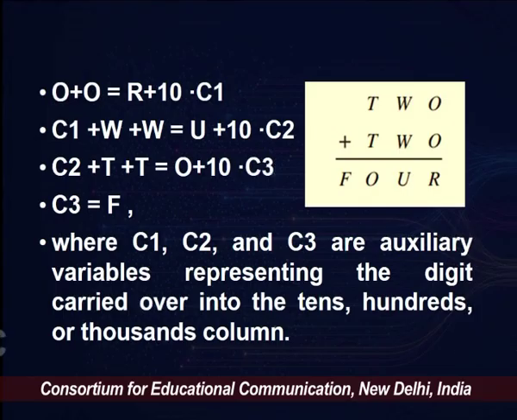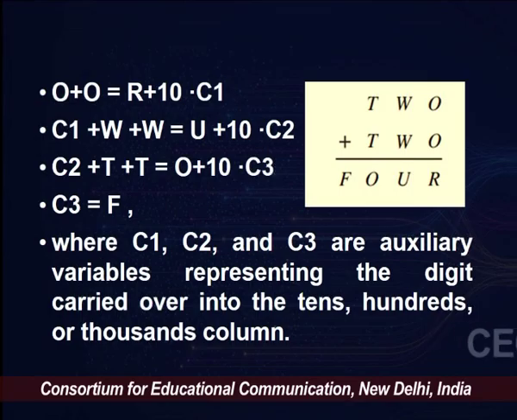Now, the first thing, which is very obvious from here, is that C3 is equal to F, and that is equal to 1. Why am I saying so? Because leading zeros are not allowed. So, we cannot say F is equal to 0.